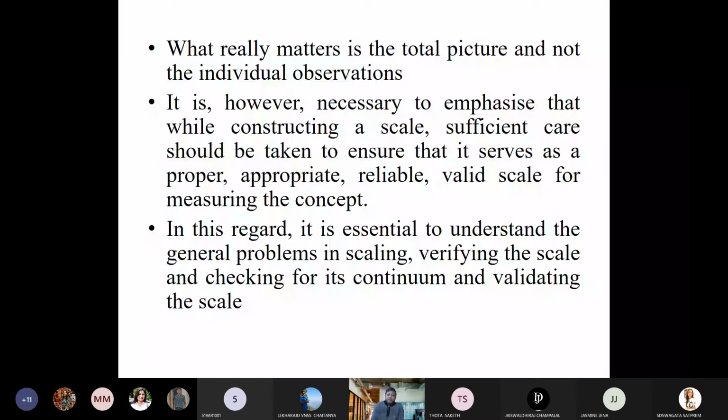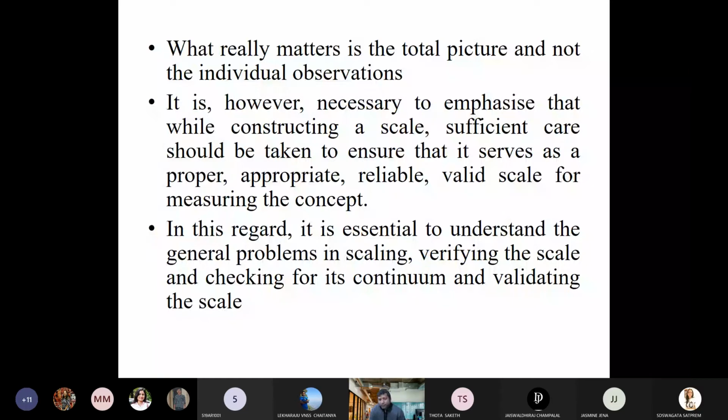It is, however, necessary to emphasize that while constructing a scale, sufficient care should be taken to ensure that it serves as a proper, appropriate, reliable, valid scale for measuring the concept.